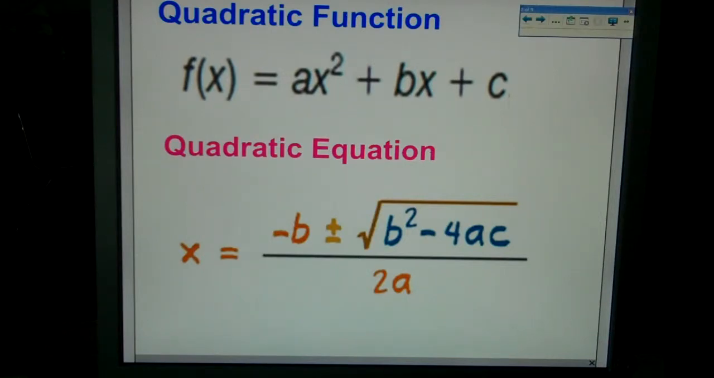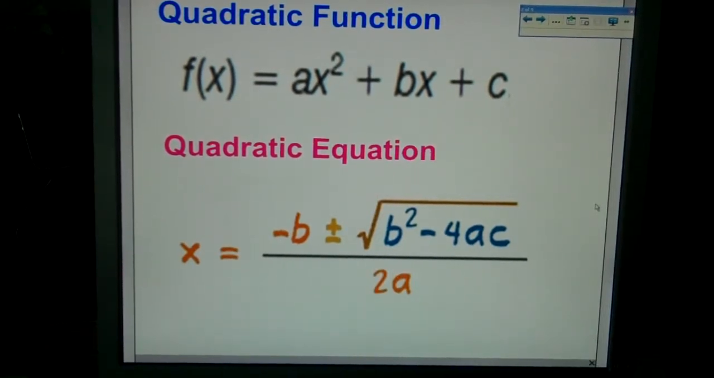Are you ready for the song? You're ready for the song, I can tell. Negative b plus or minus the square root of b squared minus 4ac all over 2a. You gotta make it a little rhyme, okay? We'll sing it for you again in class.